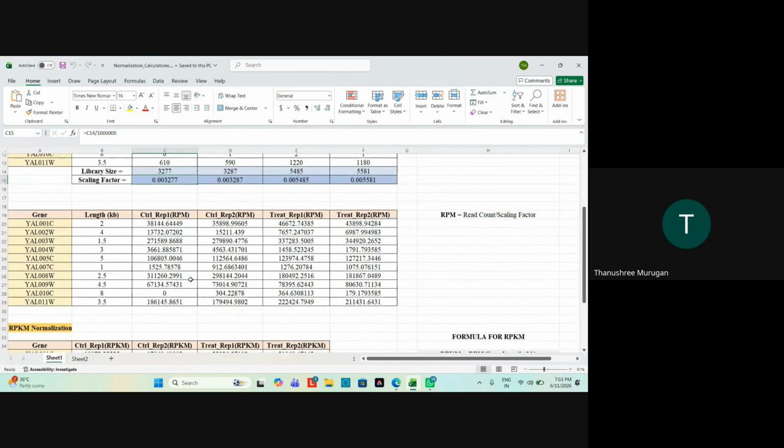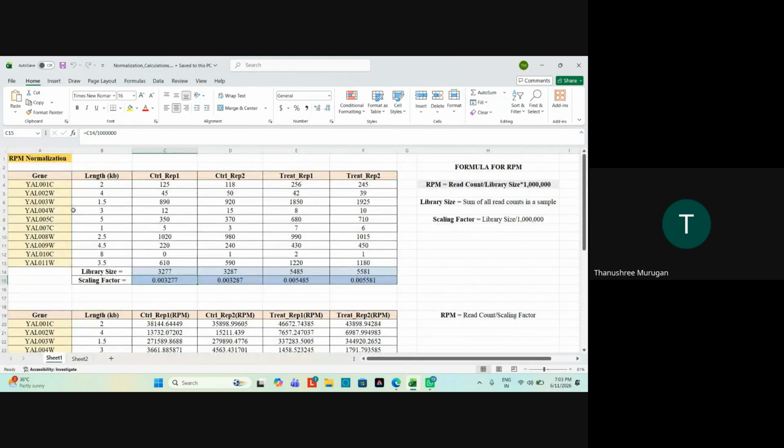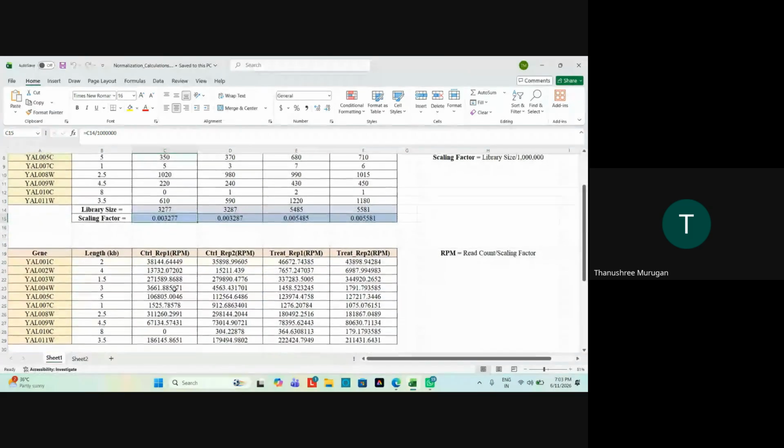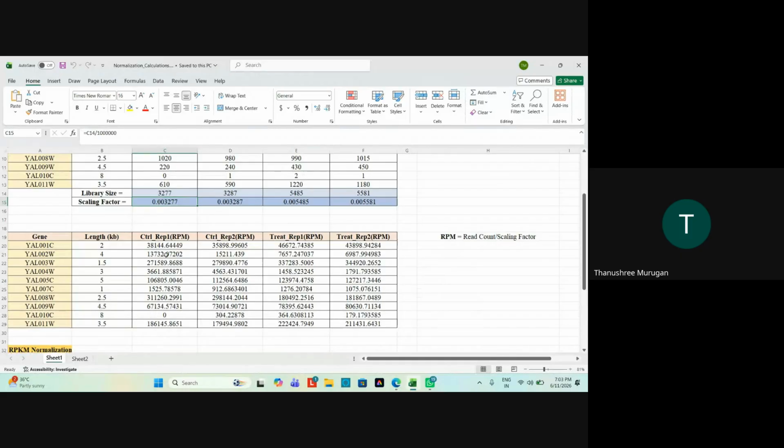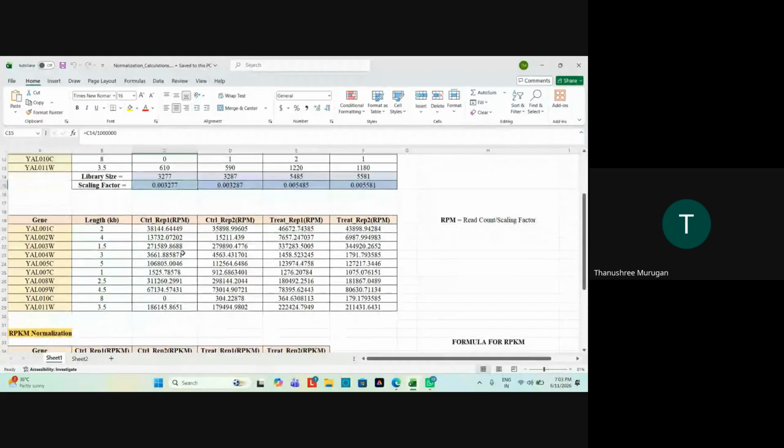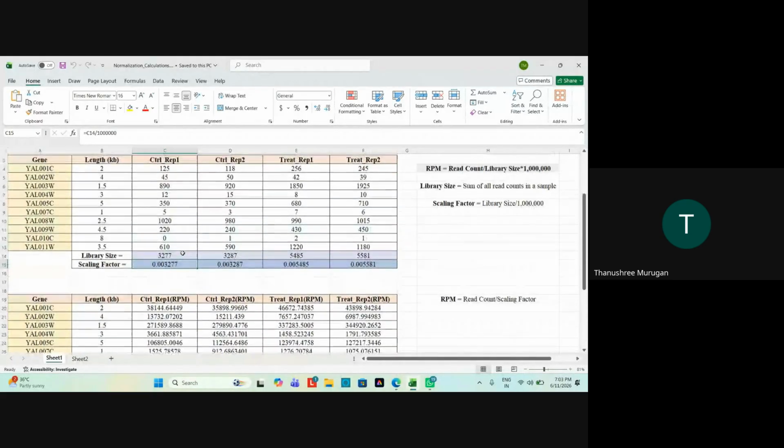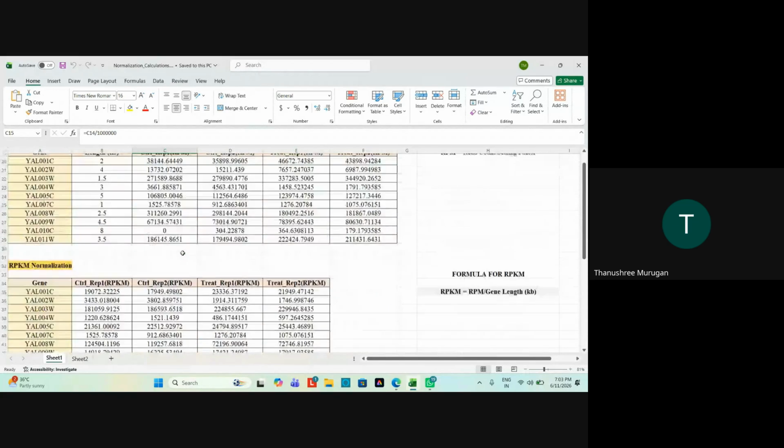For example, for this gene, which is YAL001C, in the control replicate 1, the raw count was 125. So using the scaling factor of 0.003277, the RPM value obtained is 38144.1.64449. So after calculating these RPM values for all genes, I proceeded with the RPKM normalization.